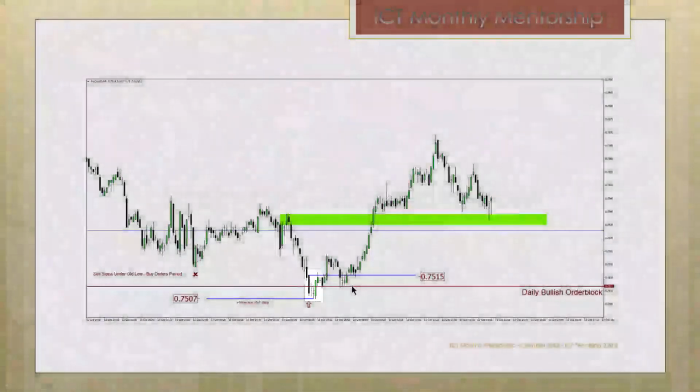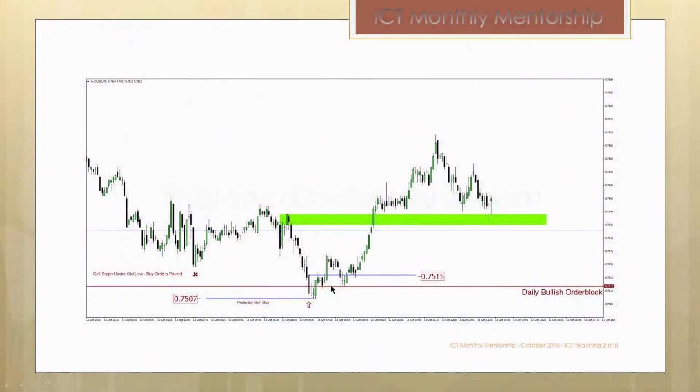Or we can just simply say, okay, well, that's basically the 75.12 level. We'll just add the spread to it in terms of buying. That puts us in around 75.15. Our stop loss can still be down here at 75.07. That's less than 10 pips. Less than 10 pips on a buy.